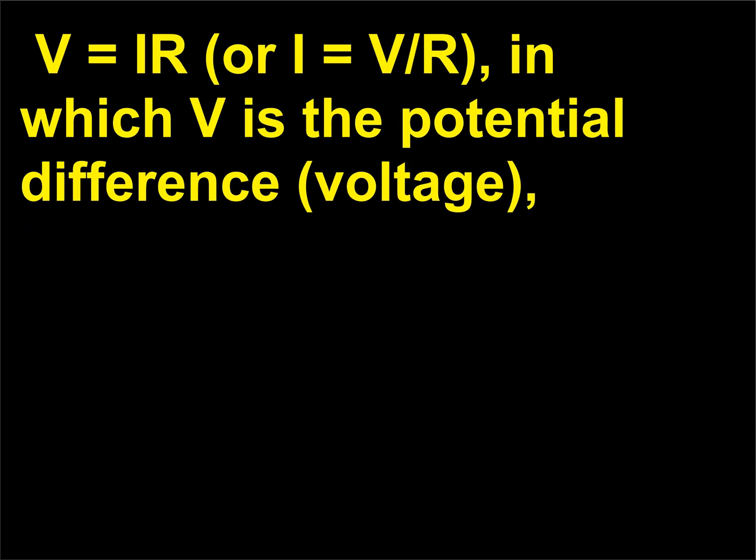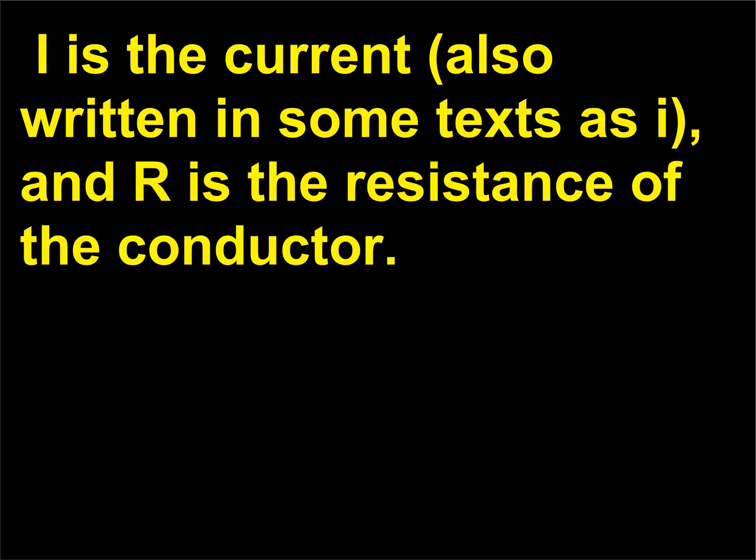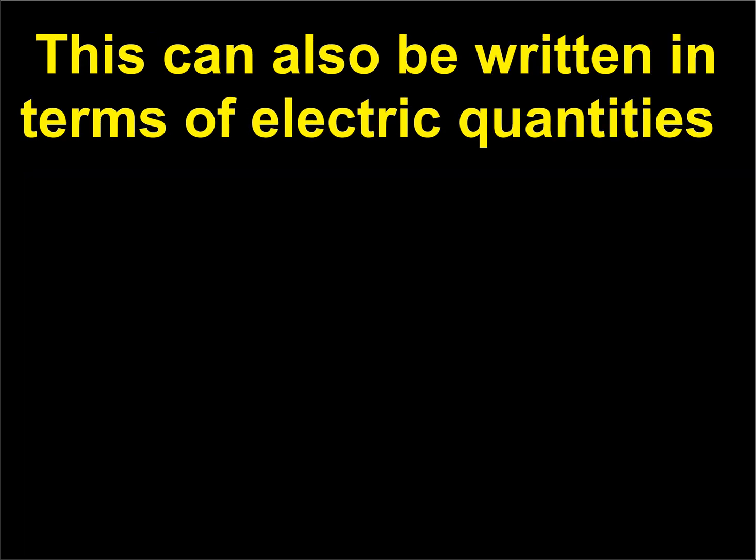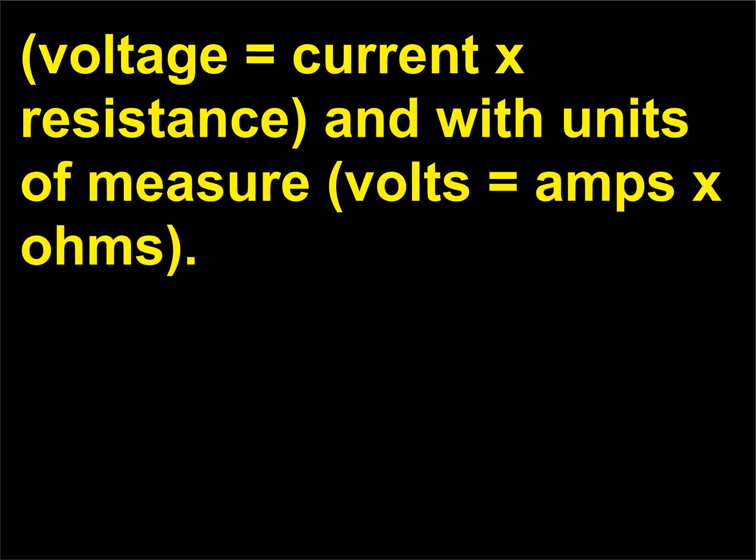V equals IR, or I equals V/R, in which V is the potential difference, voltage, I is the current, also written in some texts as I, and R is the resistance of the conductor. This can also be written in terms of electric quantities. Voltage equals current x resistance, and with units of measure, volts equals amps x ohms.